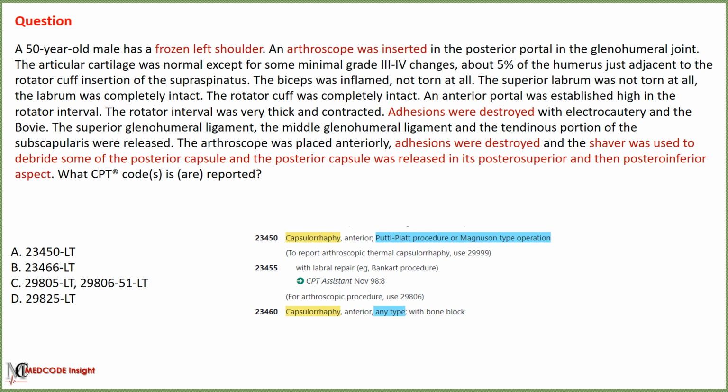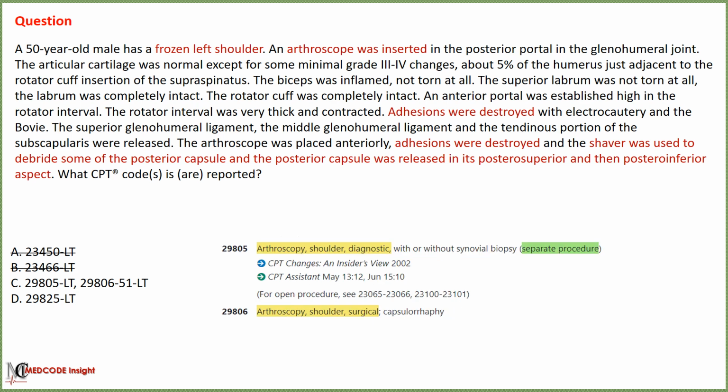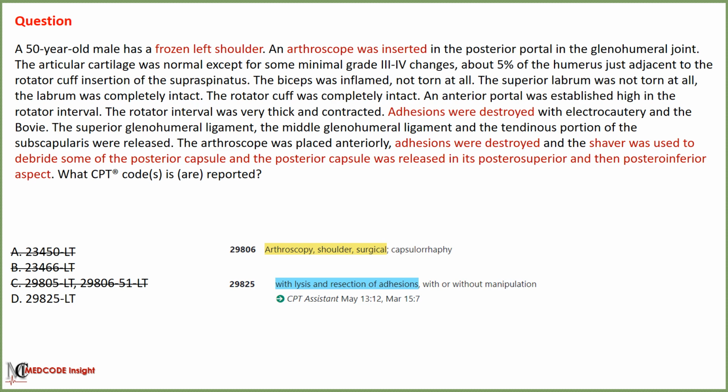We first eliminate option A and B with code 23,450 and 23,466 used for open shoulder procedure. We will also eliminate option C with code 29,806, which represents suturing of the capsule. As the procedure performed was the lysis of the adhesions for a frozen shoulder, the correct option is option D with code 29,825.